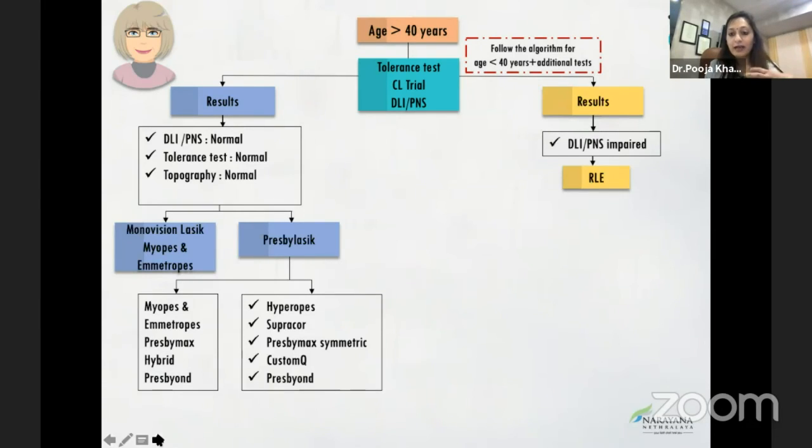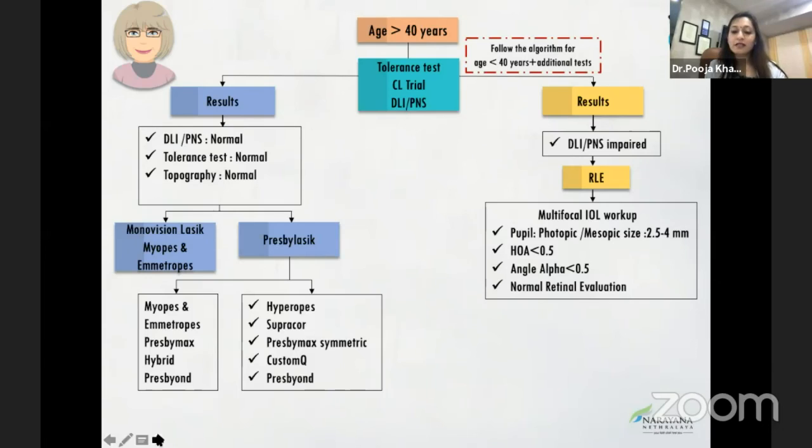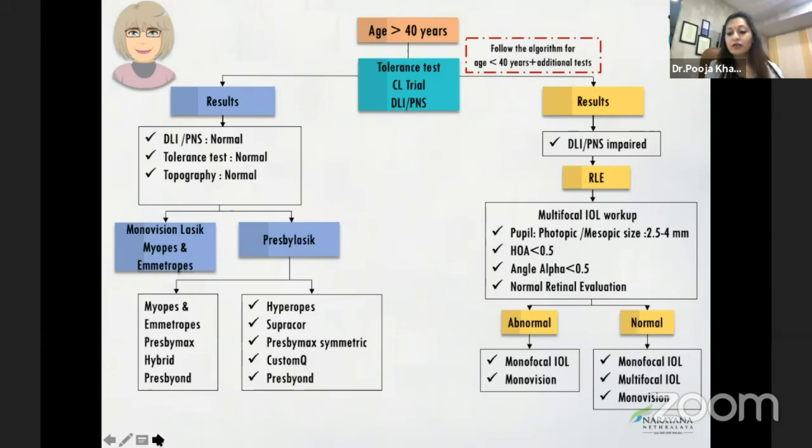But if there are internal aberrations, like your dysfunctional lens index, even if the lens looks normal, but your nuclear staging on the Pentacam is higher, or the dysfunctional lens index is on the higher side, you would not do any kind of LASIK surgery or presbyopic LASIK surgery. You would go ahead and do a refractive lens exchange for this patient. And to choose a multifocal IOL or not, you see the pupil size, the higher-order aberrations, the angle alpha, and if the retinal evaluation is normal, then you go ahead with a multifocal IOL. If it is abnormal, then you would only choose a monofocal IOL for this patient.